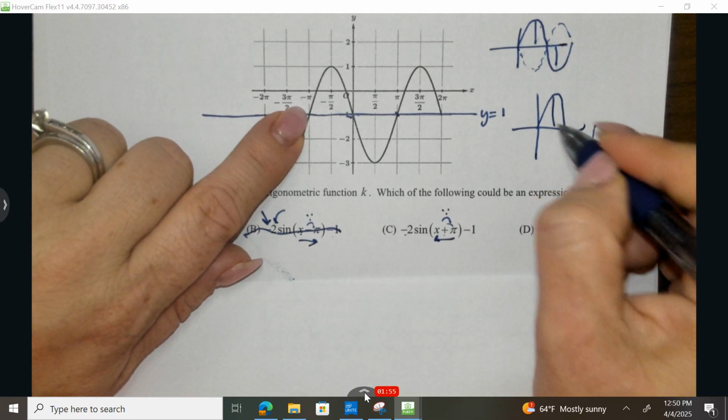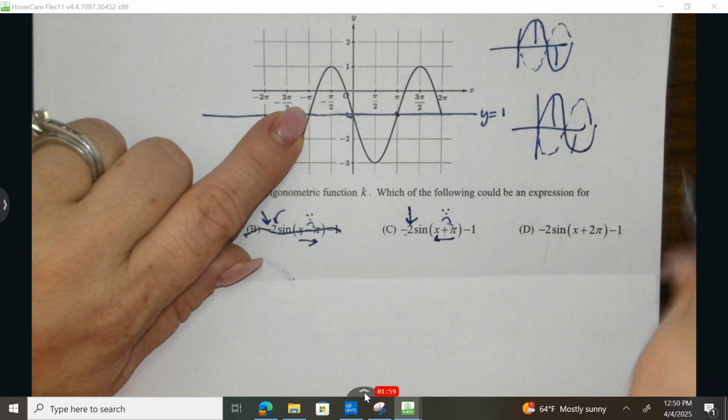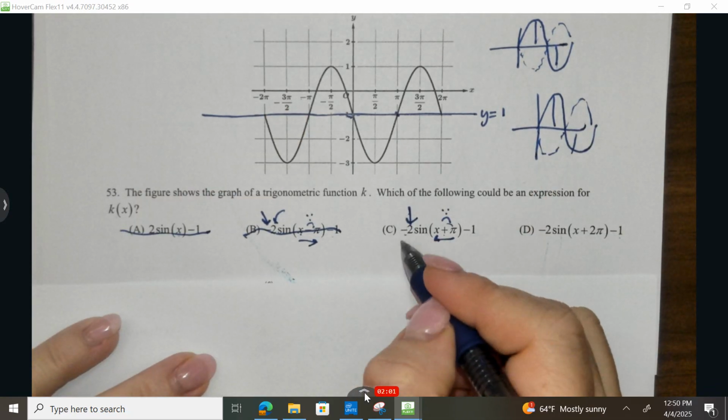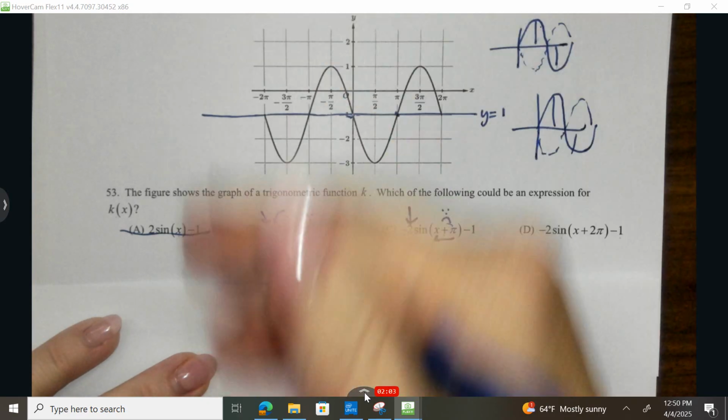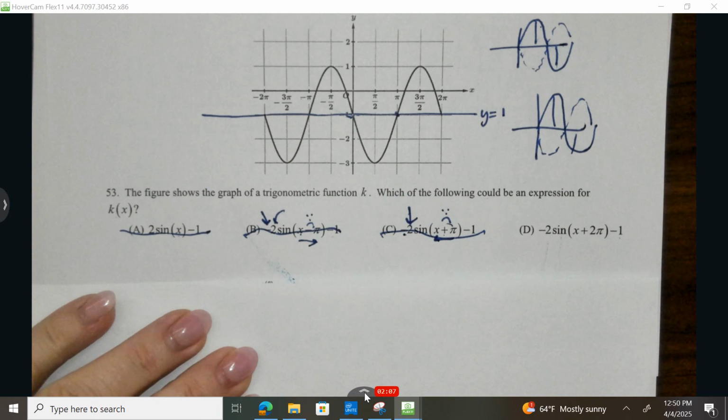I have an amplitude of 2. Again, the negative sign says it would have to reflect across the midline. That's not happening. It's going up instead of being reflected down once I shift it back to that form. I can cancel out C.